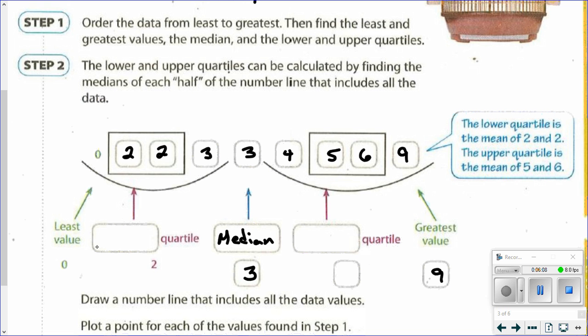Now we need to find what's called the lower and the upper quartile. Quartile, because we're dividing this data into quarters, into fourths. So the lower quartile is just the median of this lower half of data. And so the number in the middle is between 2 and 2. And the number between 2 and 2 is 2.